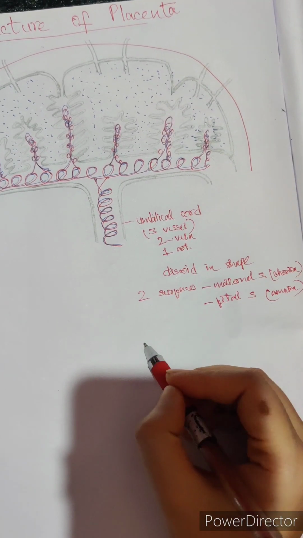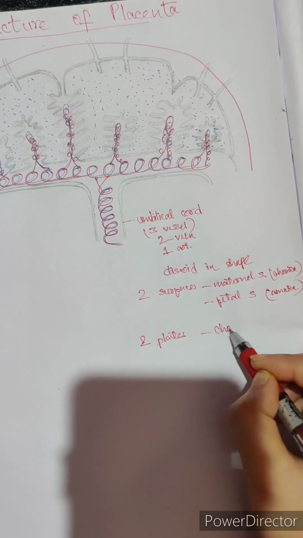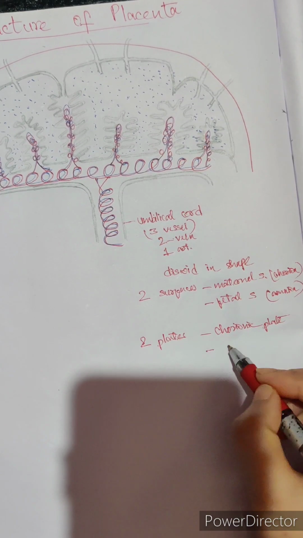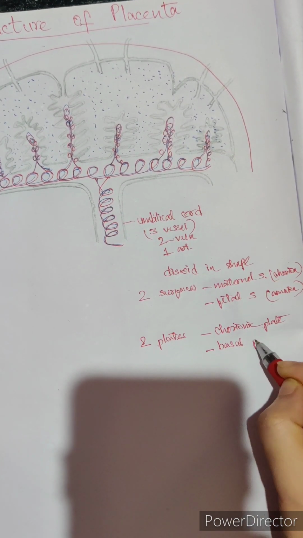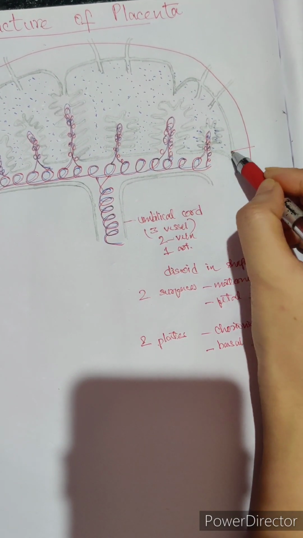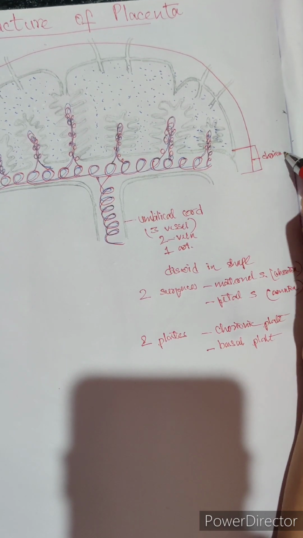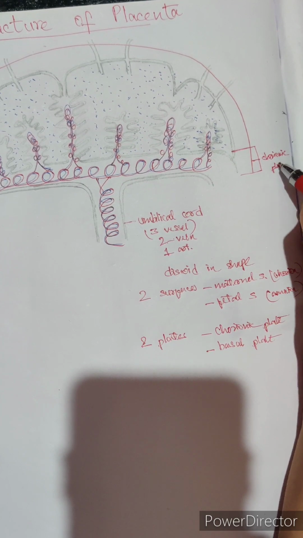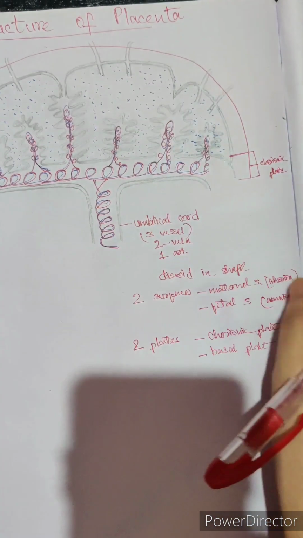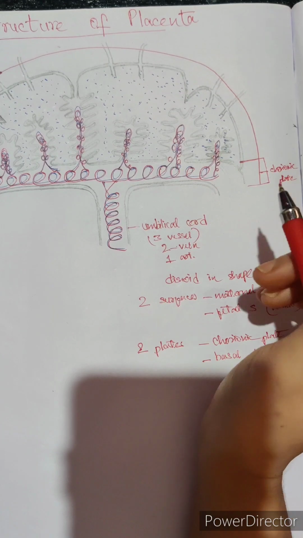So basically there are 2 plates in a placenta. These are the chorionic plate and the other one is the basal plate. So from here to here, this structure is called the chorionic plate. The chorionic plate is nearer to the fetus. Okay, so in the chorionic plate there are several layers.